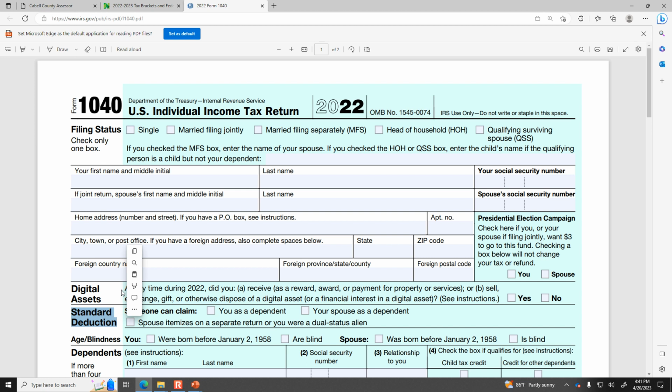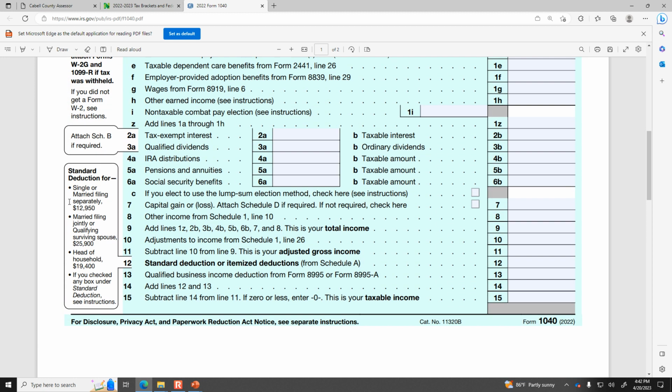And if it's more than the standard deduction, then you can deduct the value of all of those donations and deductions. Or you can just take the standard deduction. Over here on the side, it says the value of the standard deduction.